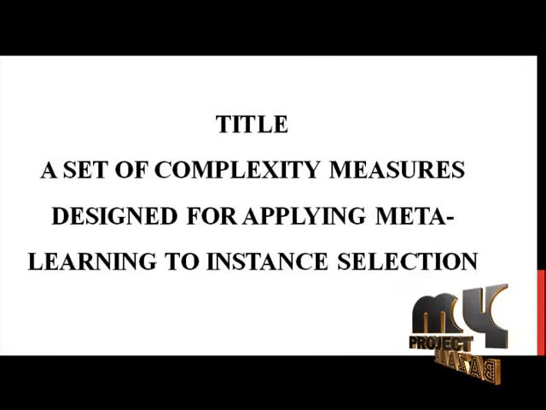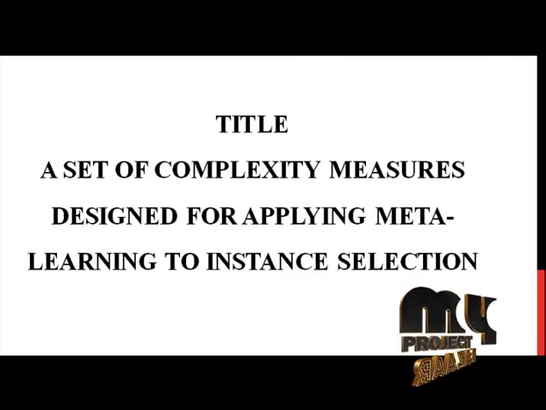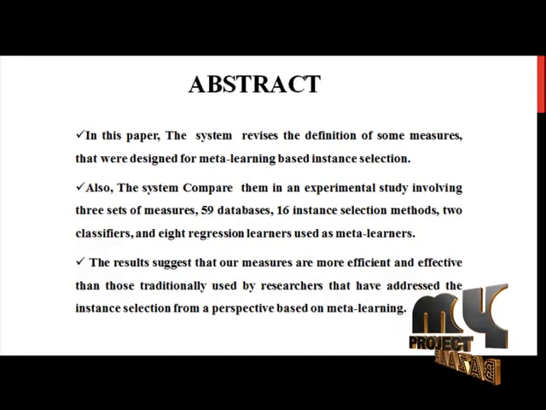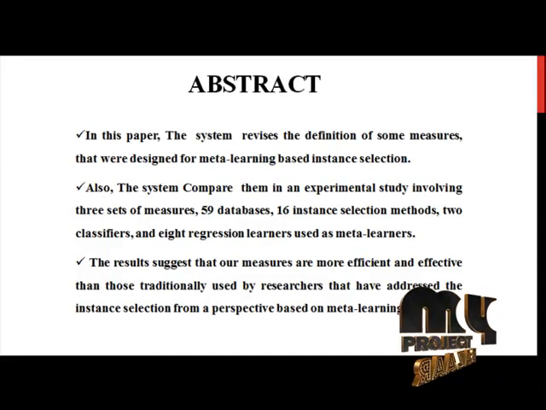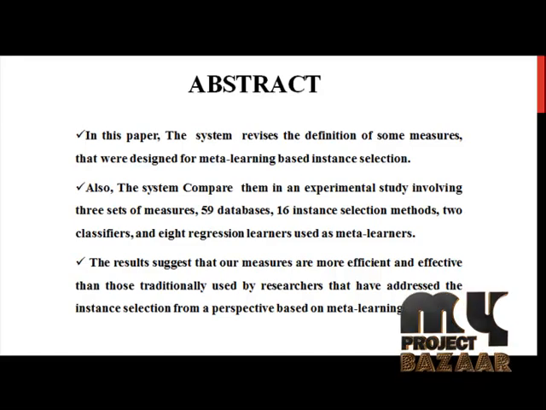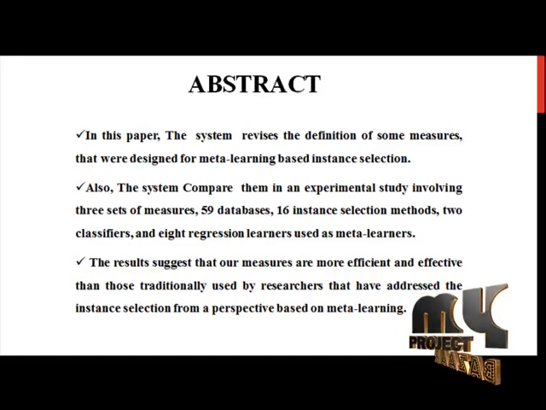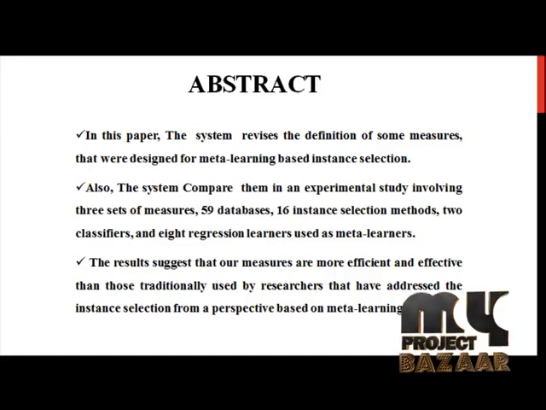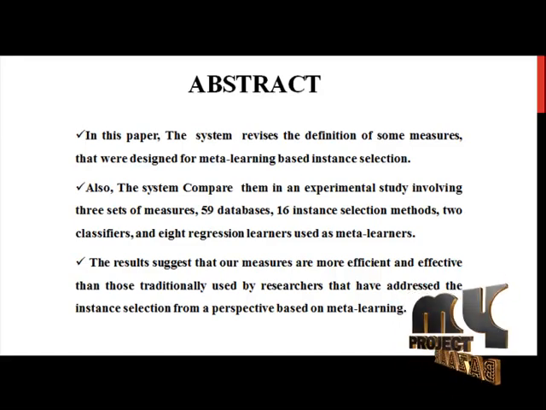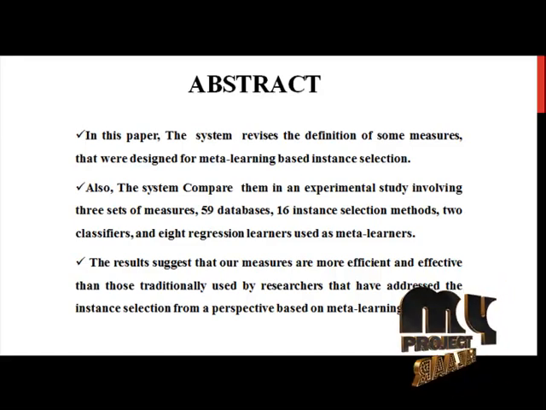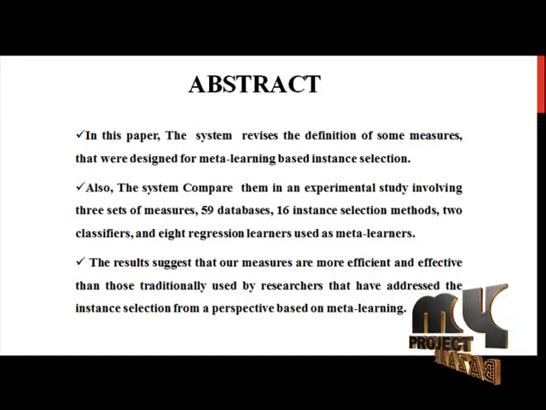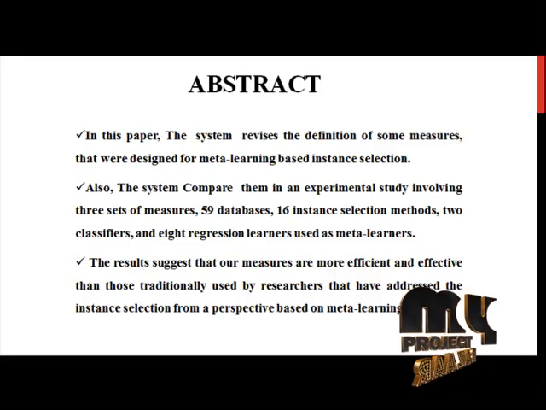A set of complexity measures designed for applying meta-learning to instance selection. Now we discuss the abstract. In recent years, some authors have approached the instance selection problem from a meta-learning perspective. In their work, they try to find a relationship between the performance of some methods from this field and the values of some data complexity measures, with the aim of determining the best performing methods given a dataset.